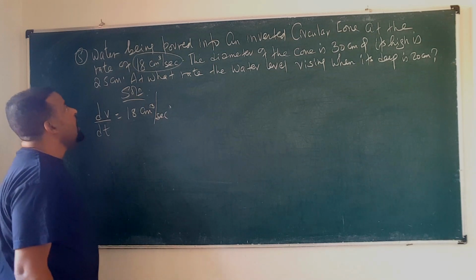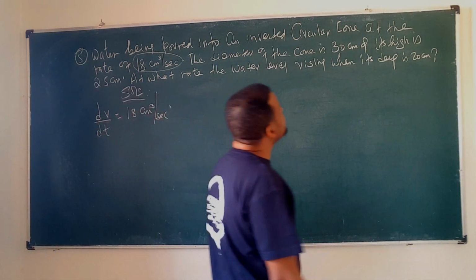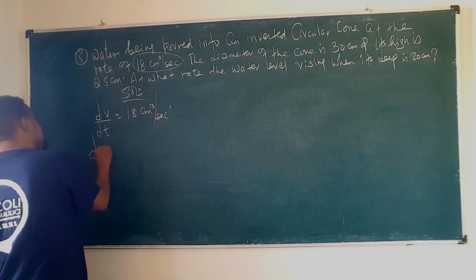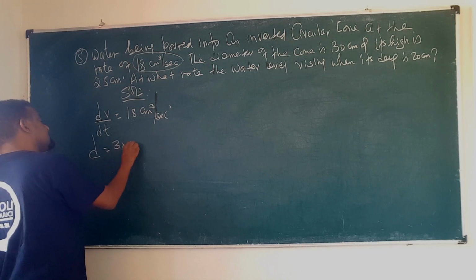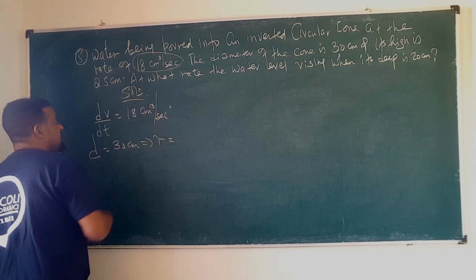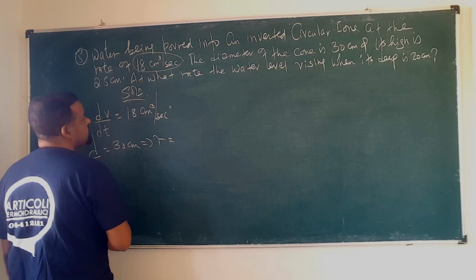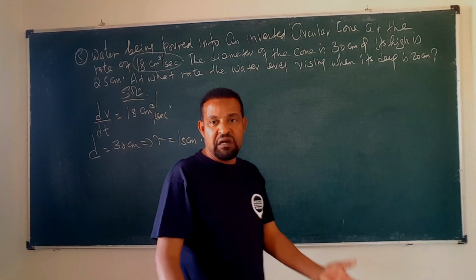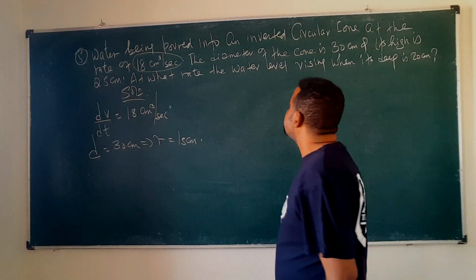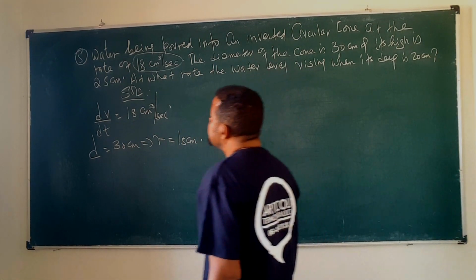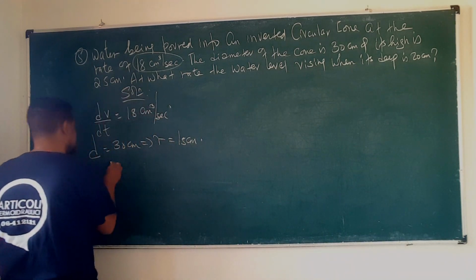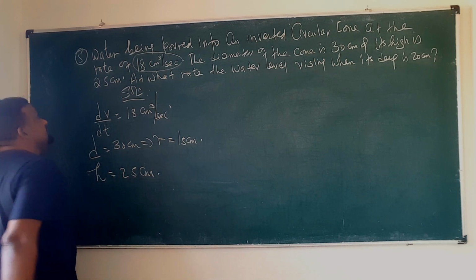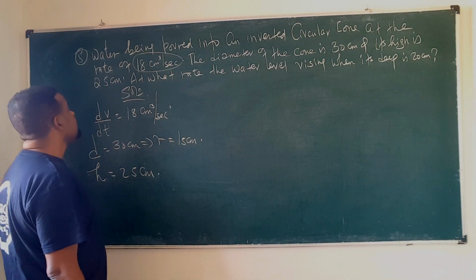Good. Now the diameter of the cone is given. The diameter is 30 centimeter. So automatically the radius of the cone is 15 centimeter, because the radius is half of the diameter. You know that. And its height is given to be 25 centimeter.